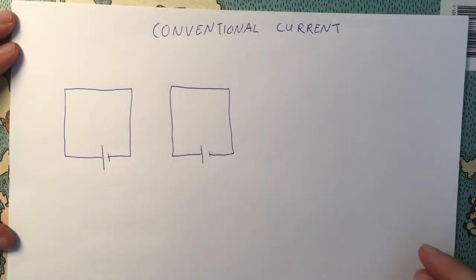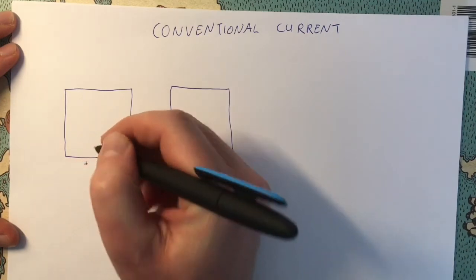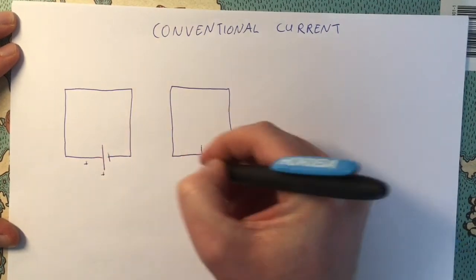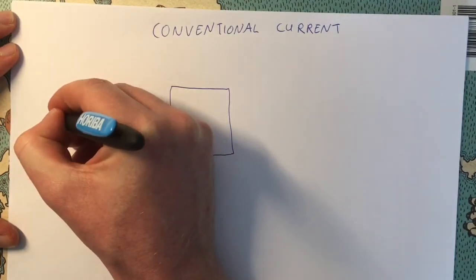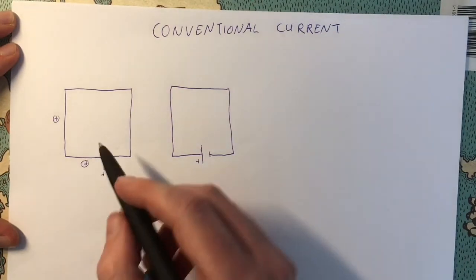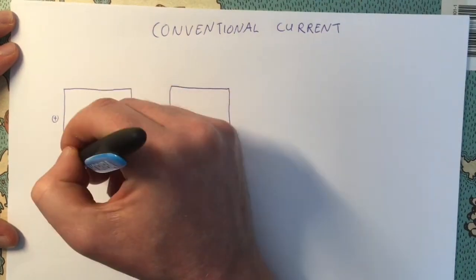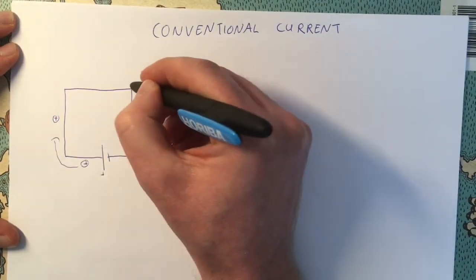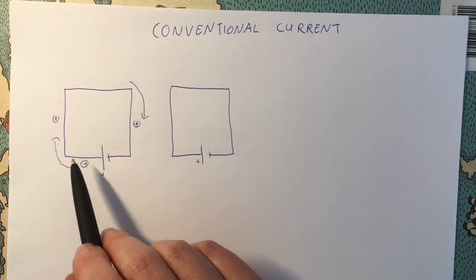Okay, so a slightly confusing concept in physics is the idea of conventional current. So conventional current is the direction that a positive particle would take around an electrical circuit. So in this case, this is the positive terminal, so positively charged particles or charge carriers are going to flow this way around the circuit. And this is what we call conventional current.